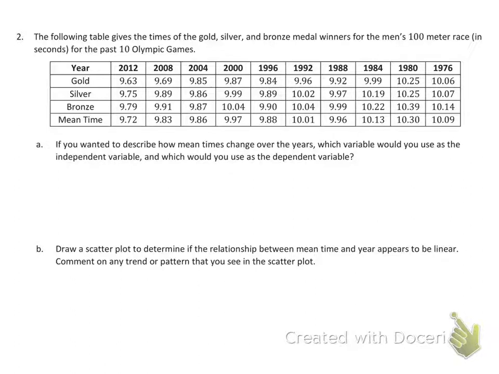So you'll see the years starting with 2012 all the way down to 1976. And you can notice the times, and you can kind of see a trend in this table just by looking at the numbers as we go back to 1976. But let's look at part A first. If you wanted to describe how mean times change over the years, which variable would you use as the independent variable? And which would you use as the dependent variable?